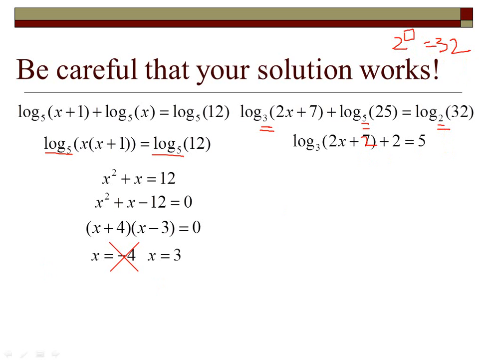So that means, let me erase this. We have log base 3 of 2x plus 7 plus 2 equals 5. I'll subtract 2 from both sides. Now to get rid of the log, I do 3 raised to the 3rd, that's 27. Subtract 7 from both sides, divide by 2, and I get x equals 10.